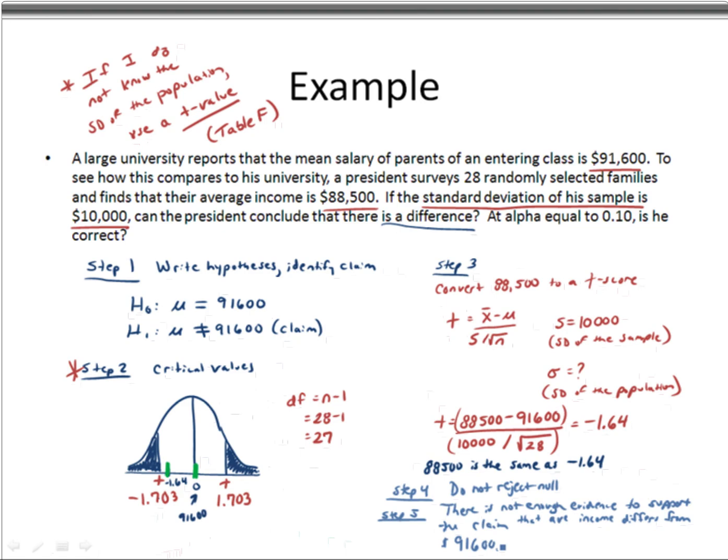And so in conclusion, what you want to be sure that you understand is when to use a z-value and use table E, and when to use a t-value and use table F. Remember that the key is right here. If you don't know the standard deviation of the population, you need to use a t-value, and you need to pull your critical value from table F.